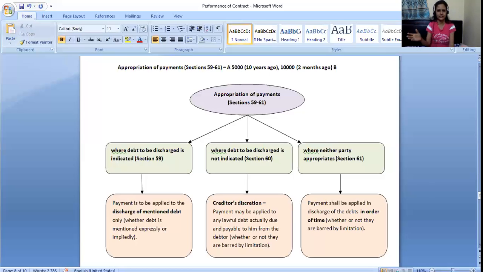So there are three situations where the debt to be discharged is indicated. Now this first one, 5,000 rupees taken 10 years ago. Can I file a case for recovery of that money after 10 years? What is the limitation period for recovery of money? Anyone? During what time can I file?